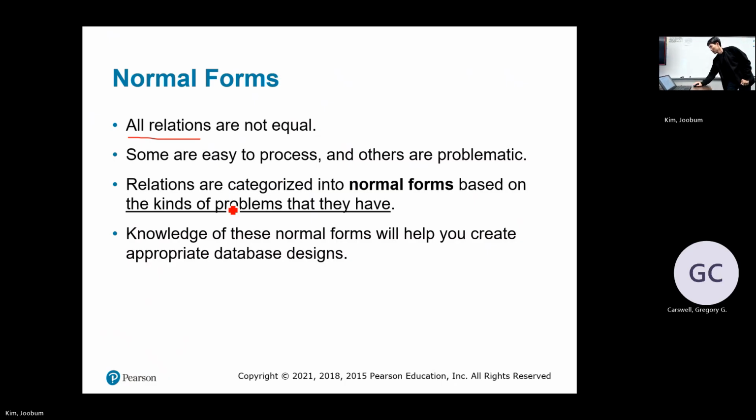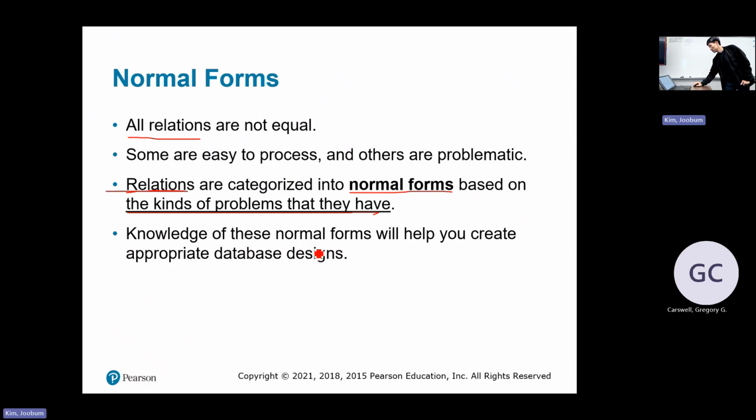Then the relations, the tables, are categorized into normal forms: first, second, third, BCNF, fourth, fifth, and so on. There are higher orders of normal form, but I'd like to introduce up to fourth normal form. Relations are categorized into normal forms based on what problems they have. If a relation is not perfect, it has some potential problem. According to the potential problem, we can define this relation as first normal form, second, third, or fourth.